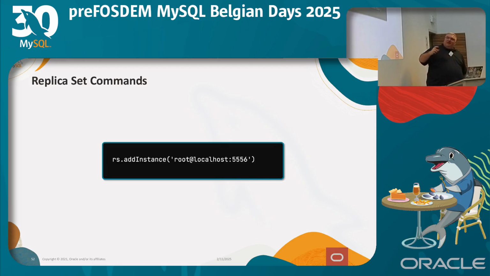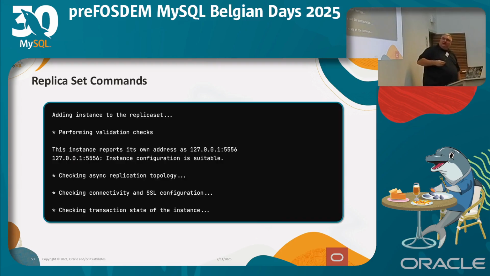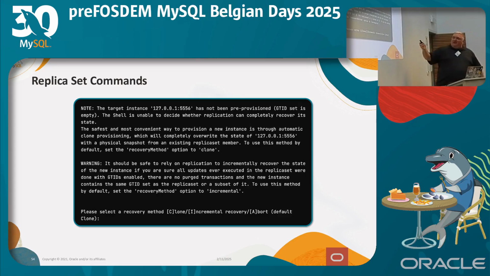And then the next thing is rs. Remember, rs is the actual instance of the replica set that we just created because we set it as a variable. Dot addInstance, and then we pass in root@localhost, pass in the port number, which again, like I said, these were two sandboxes. It'll tell you that it's adding the instance to the replica set and performs validation checks. It does a bunch of different checks. It'll ask you what type of recovery method you want to use. In this particular example, I use clone.